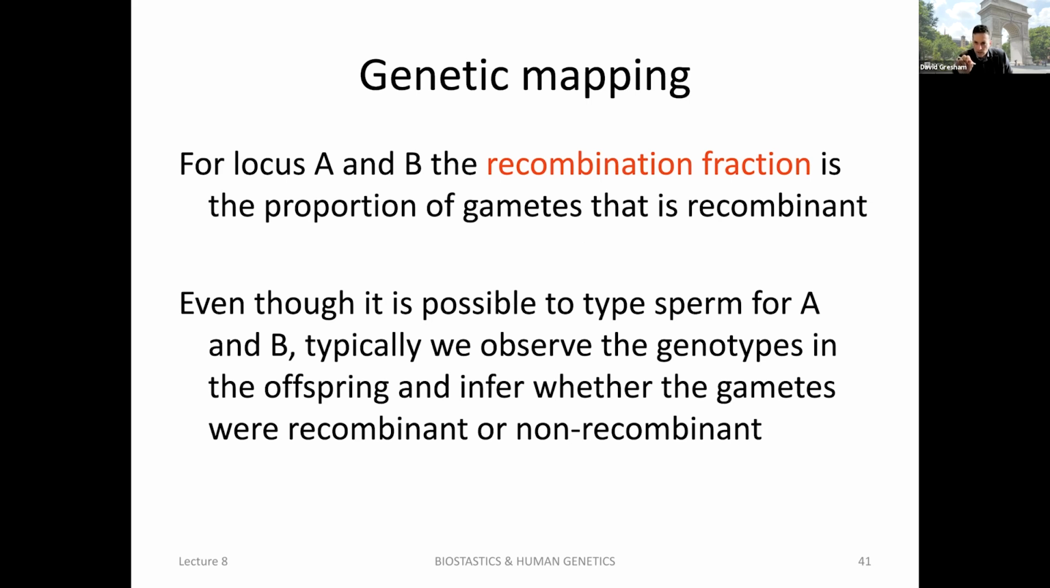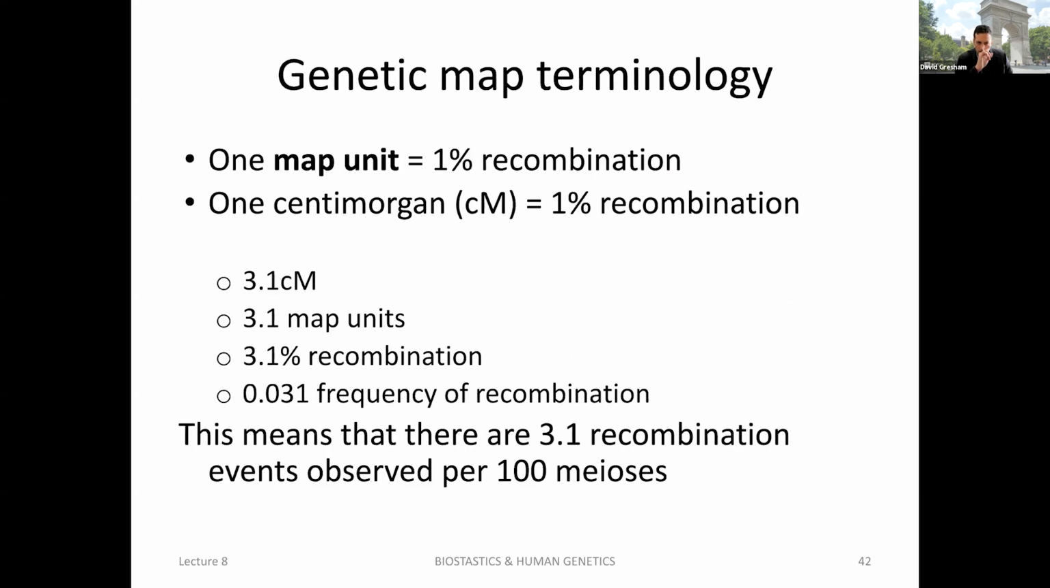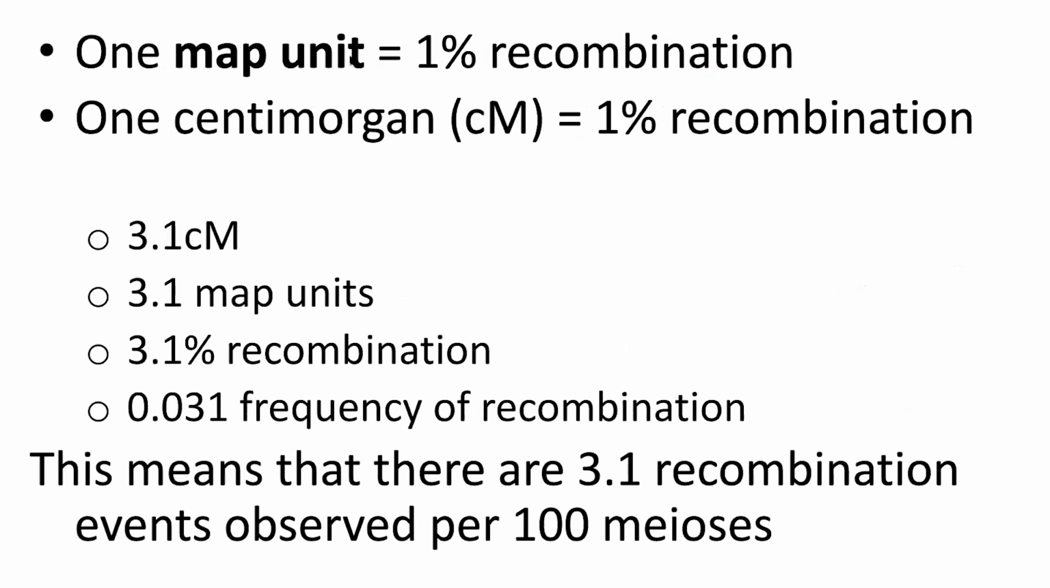The direct way to do that would be to go and type the gametes, to type the sperm or the eggs, and to identify whether there is actually a crossover at that event. But what we're typically looking at are the genotypes in the offspring, and making inferences about recombination in the gametes. And we use the following terminology: 1 map unit is equal to 1% recombination, because we're building genetic maps. So this is the unit that we use. And we have defined 1 centimorgan, with this symbol, as 1% recombination. These are different ways of saying the same thing.